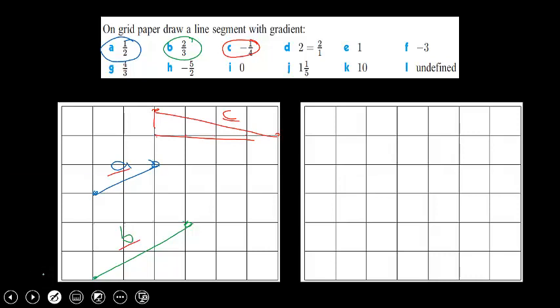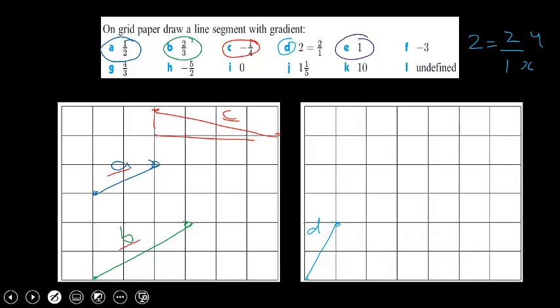Let's do D. D says 2 equals 2 over 1. So all that they're saying is that the number 2 is the same as writing the number 2 over 1. So your y value is 2 and your x value is 1. So I'm going to start anywhere. 2 over 1 means 2 up and 1 to the right. Positive 2 is up and 1 to the right. So I'm going to go 2 up, 1, 2, and 1 to the right. And that over there is D.